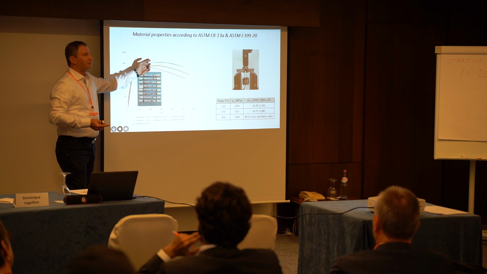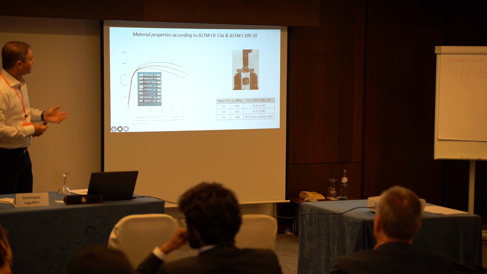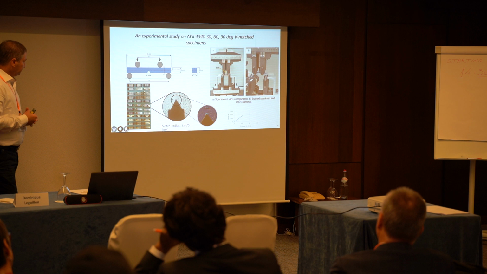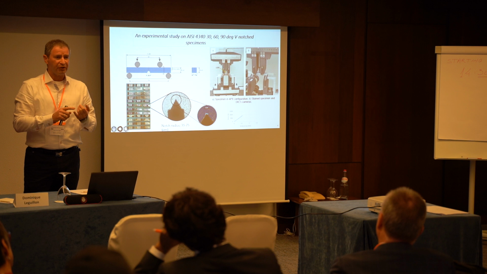We will talk about that. And the next thing we wanted to do is find out for that material what could be K1C. So we performed experiments to obtain sigma C and K1C. And then we said, let's take these specimens with various V notches, 30 degrees, 60 degrees, 90 degrees.